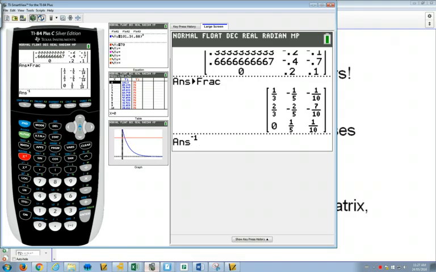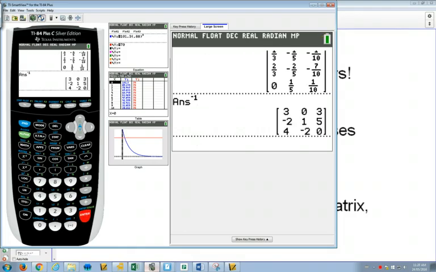If you do the inverse of your inverse, what should you get? What you started with.